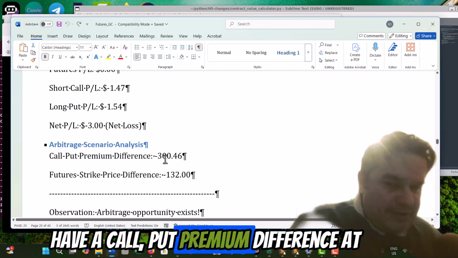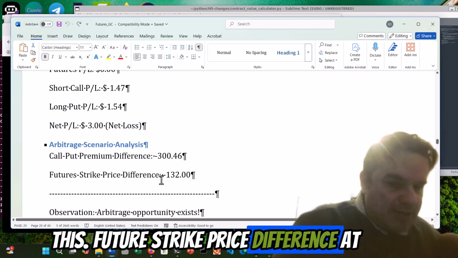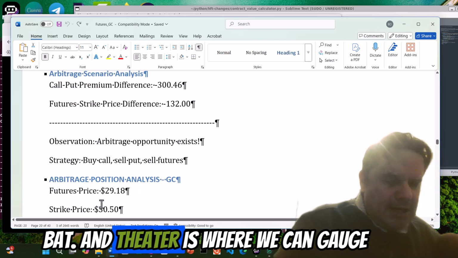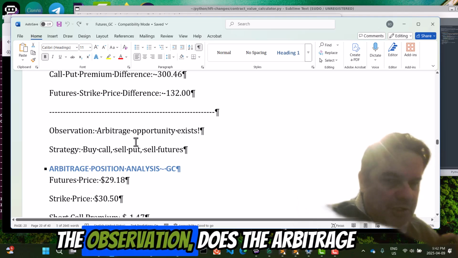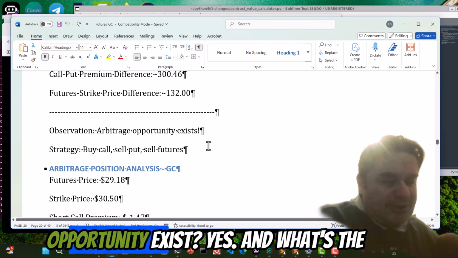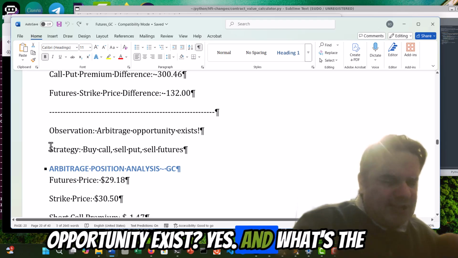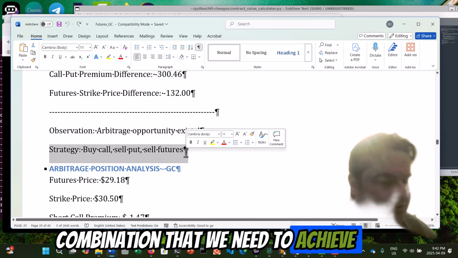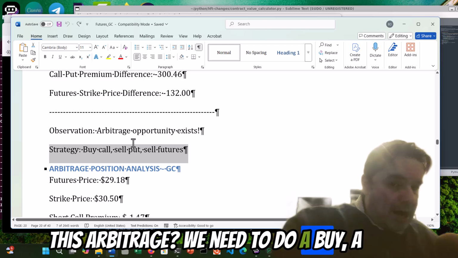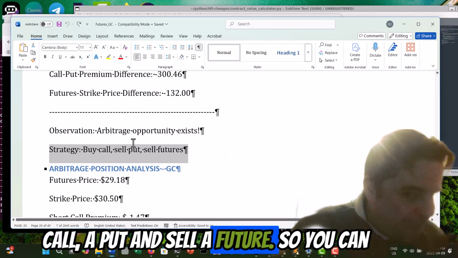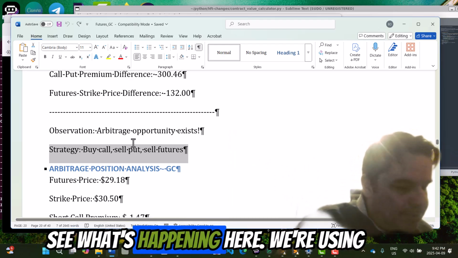We have a call put premium difference of this, future strike price difference of that. And here is where we can gauge the observation. Does the arbitrage opportunity exist? Yes. And what's the combination that we need to achieve this arbitrage? We need to buy a call, buy a put, and sell a future. So you can see what's happening here.